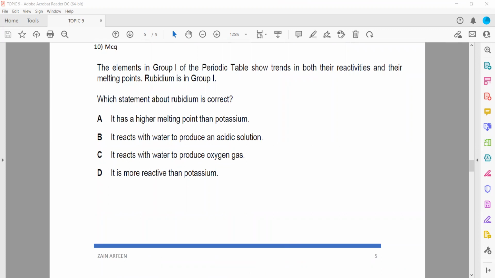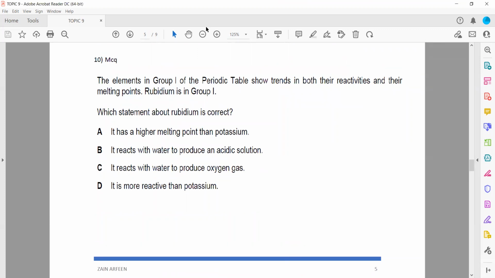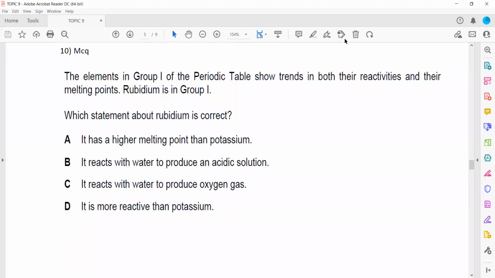In question 10, the elements in group 1 of the periodic table show a trend both in reactivity and melting point. Rubidium is in group 1. Which statement about rubidium is correct? When we check the position, we have lithium, sodium, potassium, rubidium. As we go down the group, the reactivity increases. They become more reactive. And as we go down the group, the melting point decreases.